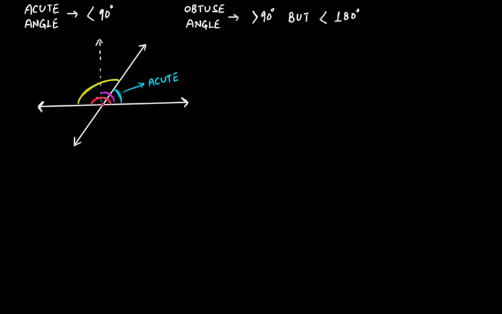And if this is 180 degrees, then of course this angle is smaller than this. It's greater than this 90 degrees, it's greater than this angle, but it's smaller than this whole angle. And that is where it's satisfying the condition that it is greater than 90 degrees but less than 180 degrees. So this will be an obtuse angle.